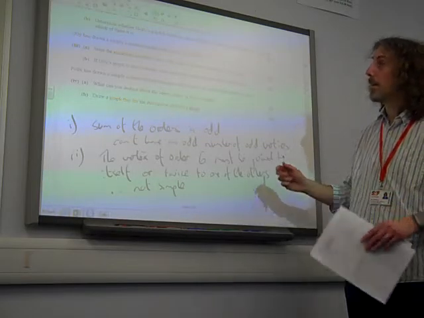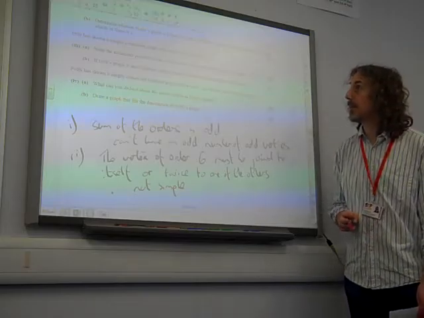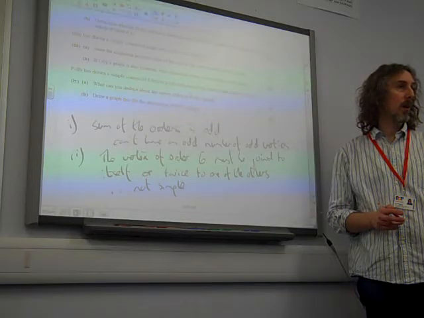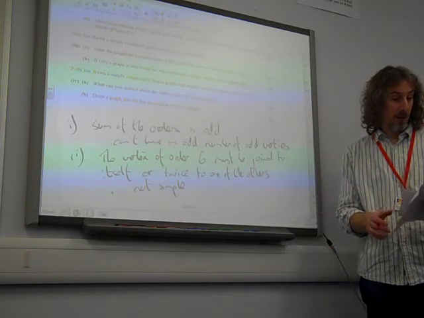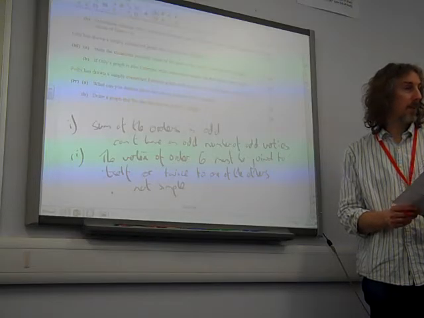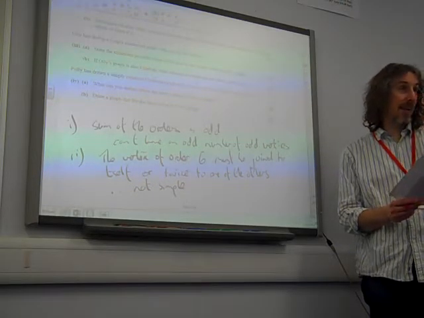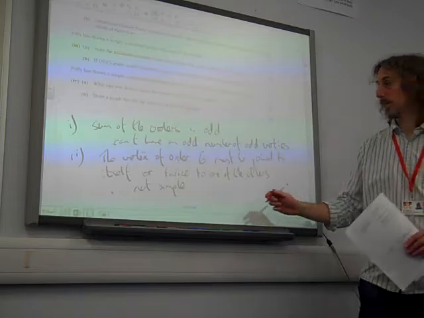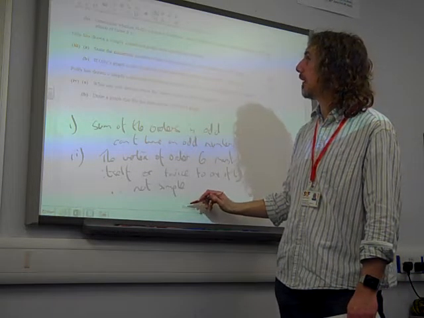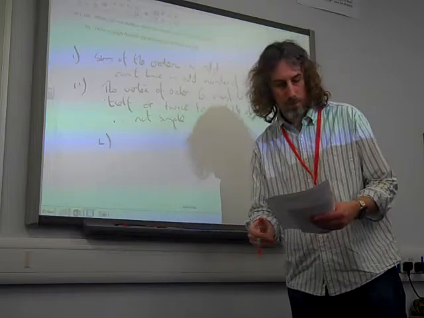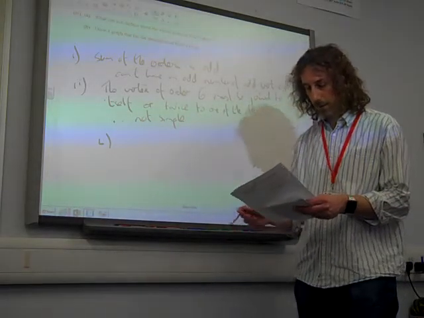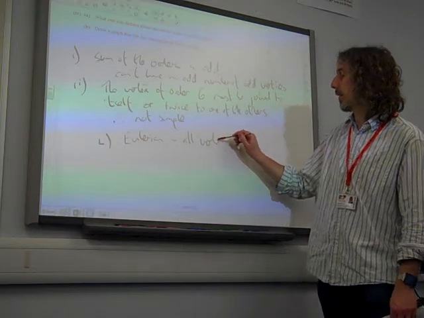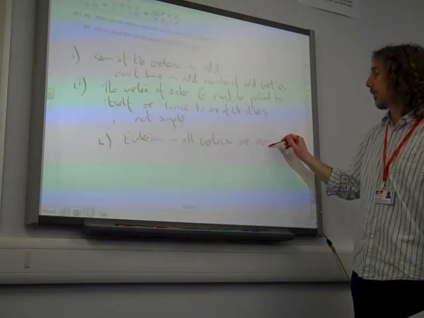Part B, determine whether Holly's graph is Eulerian, semi-Eulerian, or neither, explaining how you know which of these it is. To be Eulerian, a graph doesn't need to be simply connected. It just needs to be connected, and it needs to have all the vertices of even order. So, part B, the graph is Eulerian. All the vertices are even.